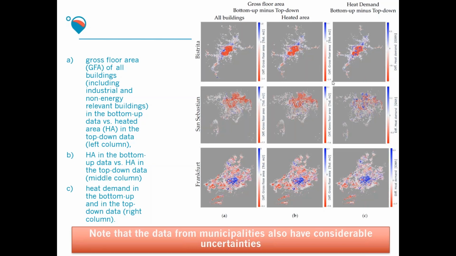One very important additional point that should be considered is that the data from municipalities also have considerable uncertainties. They don't really have data that shows how much the heat demand density or the gross floor area is in a certain area. We also had to manipulate the raw data provided by them in order to extract such information in the bottom-up approach. So we can conclude that the range provided by the top-down approach was in an acceptable range.